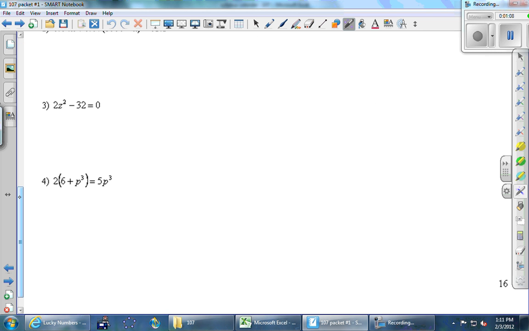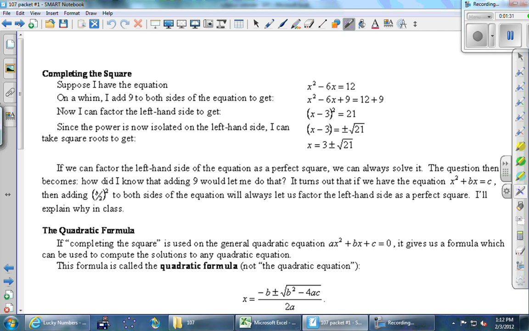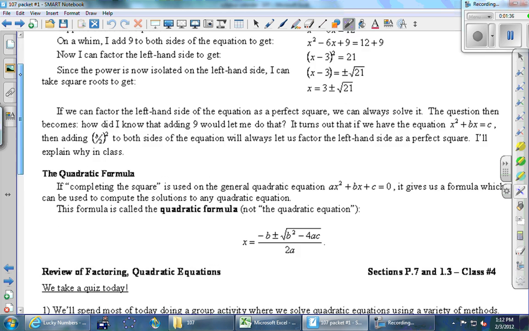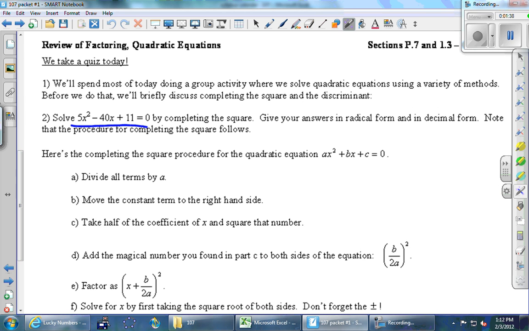For example, this is one of the ones you worked on in your group activity last time. And yes, it is a quadratic equation, but it was special in that you could get the z squared by itself. You added the 32, you divided by the 2, and then you just had a z squared equals. And then you could take that square root. That only works if it's a very special kind of quadratic. And so the goal of today is to remind ourselves of how we solve them when they're not special, like this 5x squared minus 40x plus 11.